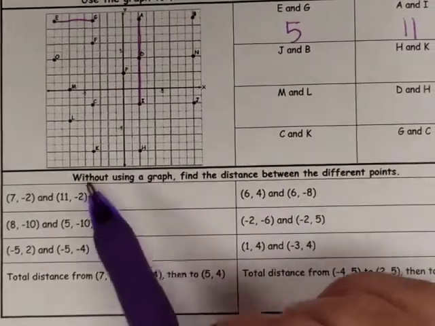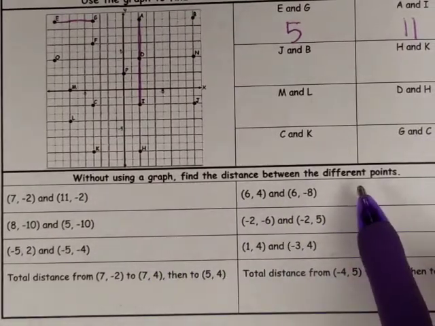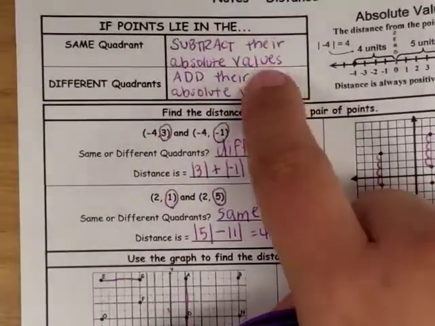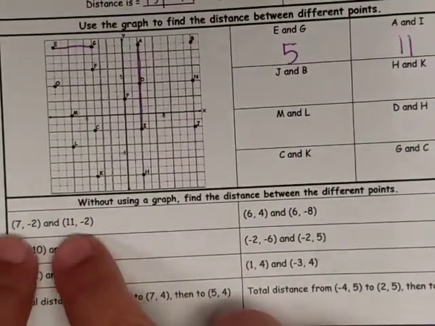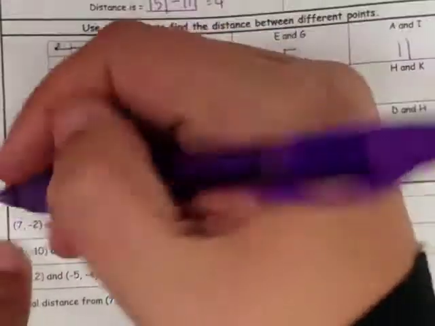All right, down here, without using a graph, we're going to find the distance between the points. So we do have to use our rules up here. Down here, we have to find what's different. What is different is our x value, so we're going to use those.